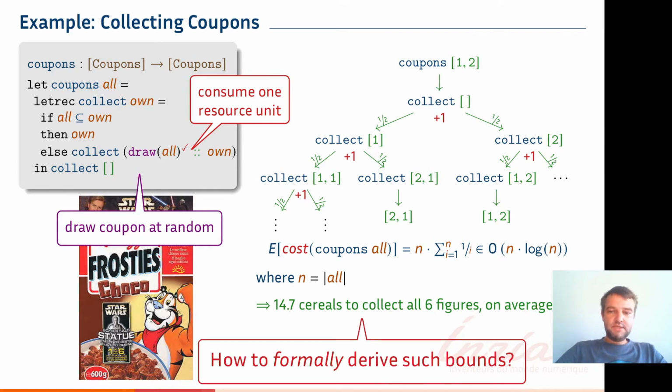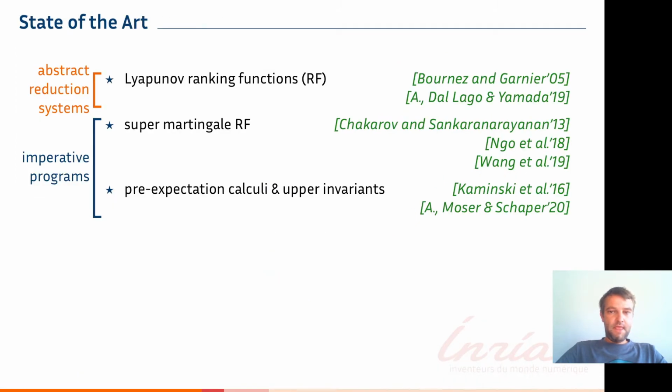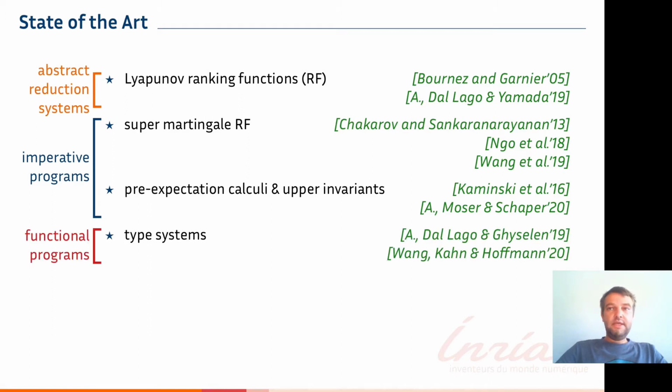And the question we are asking now is, how can we formally derive such bounds? There has been actually a lot of research going on in this direction, but most of the works are confined to imperative probabilistic programs. Just recently we see some novel techniques, among them also work by us, that make use of type systems to reason about the expected resource usage of functional programs.